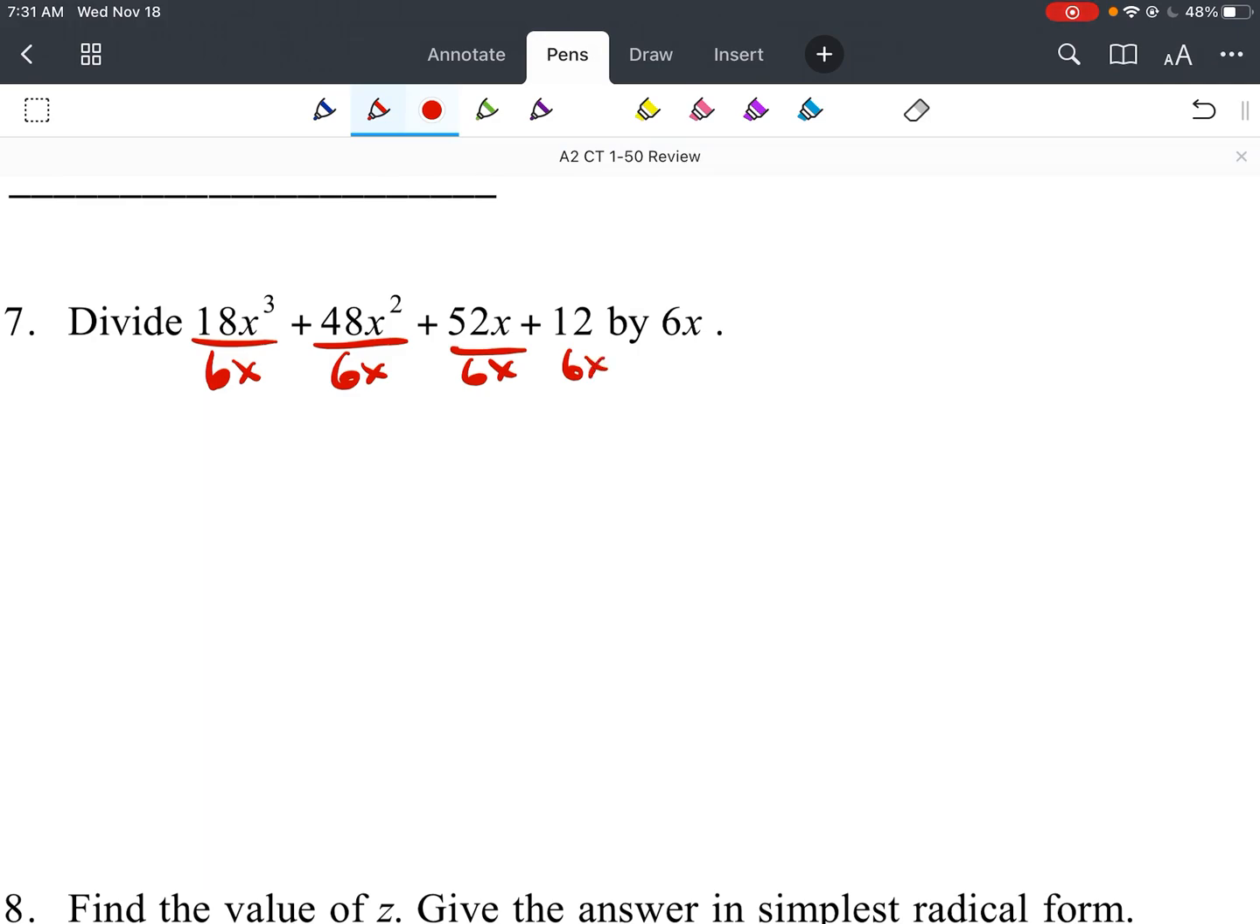And let's see if I can make it work this way. If not, I'll go back and do long division. So 3x squared plus, and then 6x goes into 48 8 times, so 8x, and then 6x goes into 52. That doesn't go evenly. I knew I was going to run into a problem.